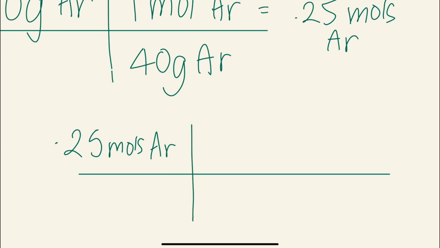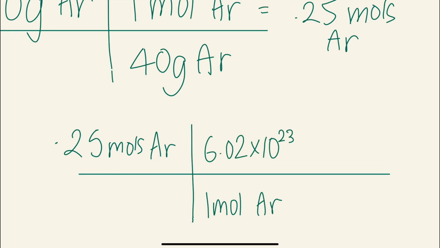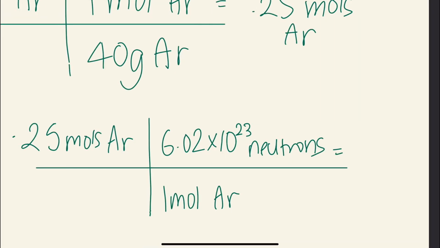Earlier we said we use Avogadro's number, which is 6.02 times 10 to the 23rd. And you can do that for particles, ions, electrons, protons, neutrons. If we get that number, we'll get approximately 3.3 times 10 to the 24 neutrons.